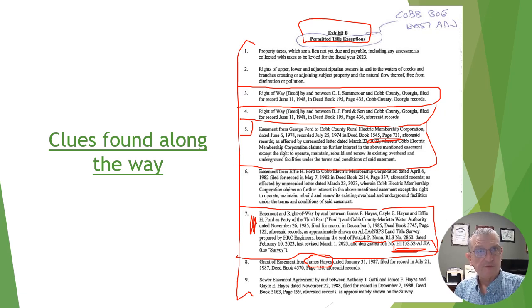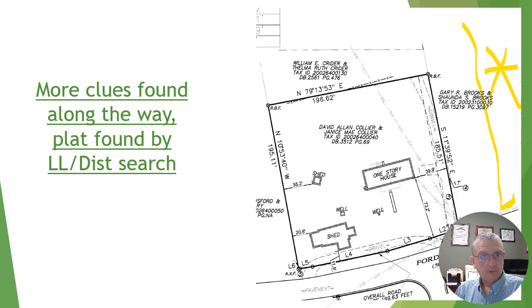And there's a lot of information on the plat: ties, offsets to block foundation corners, monument descriptions. It's a 3/4 inch open top. It's a rock found at the base of a wooden fence. You know, these things often don't make it into the legal description. More clues found along the way.